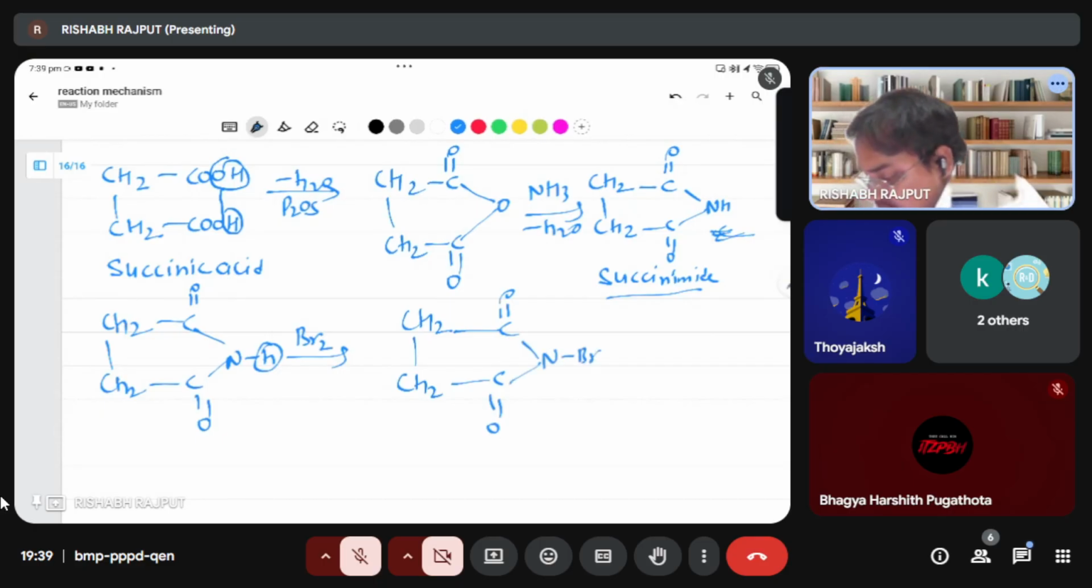Here is NBr. That is an NBS, N-bromosuccinimide. That is a diagram. Okay.